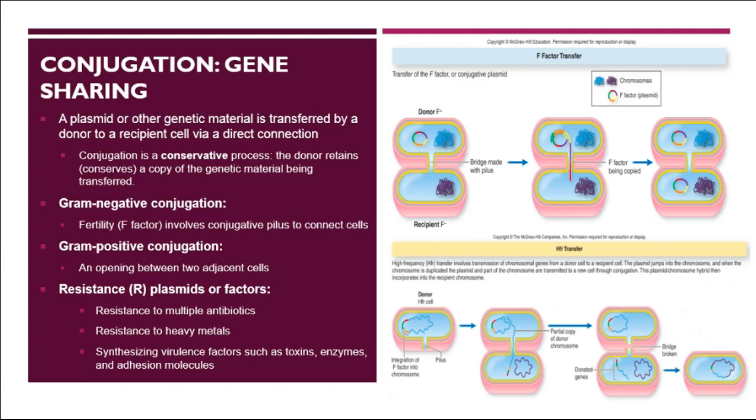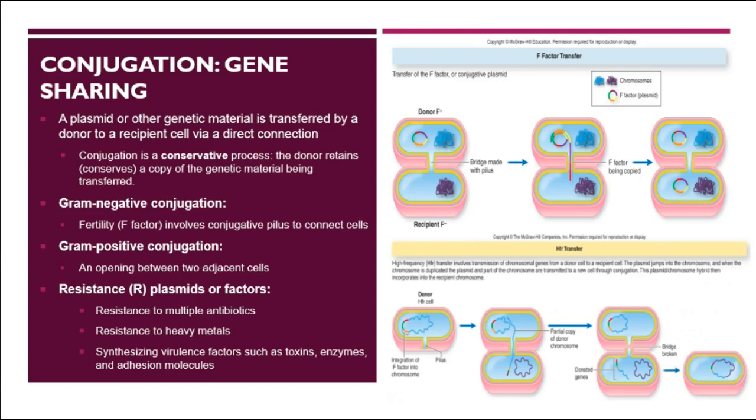Conjugation is a conservative process because the donor cell retains or conserves a copy of the genetic material that it is transferring to the new cell, or the recipient cell. In gram-negative organisms, conjugation involves a pilus to connect the 2 cells and a fertility factor, or a plasmid. Okay, and this organism then is referred to as being F positive. It has a plasmid that it can donate or transfer to another cell.